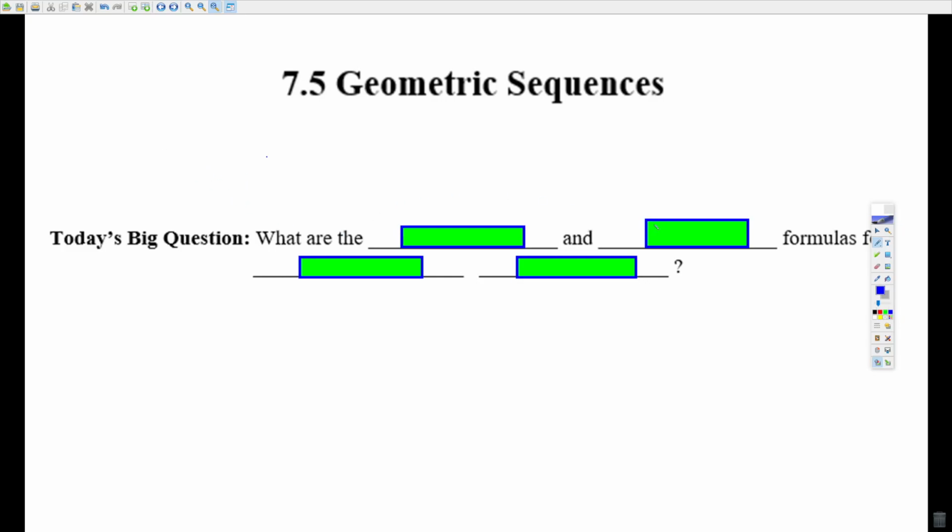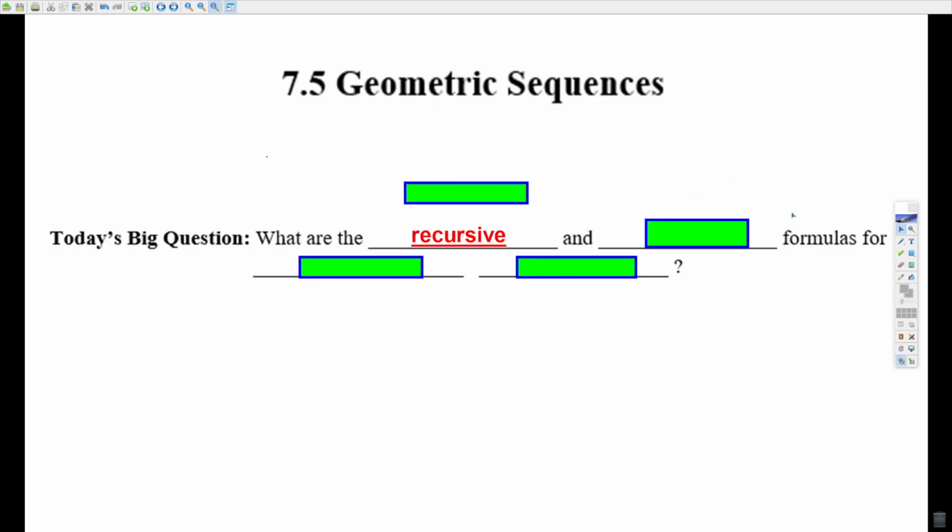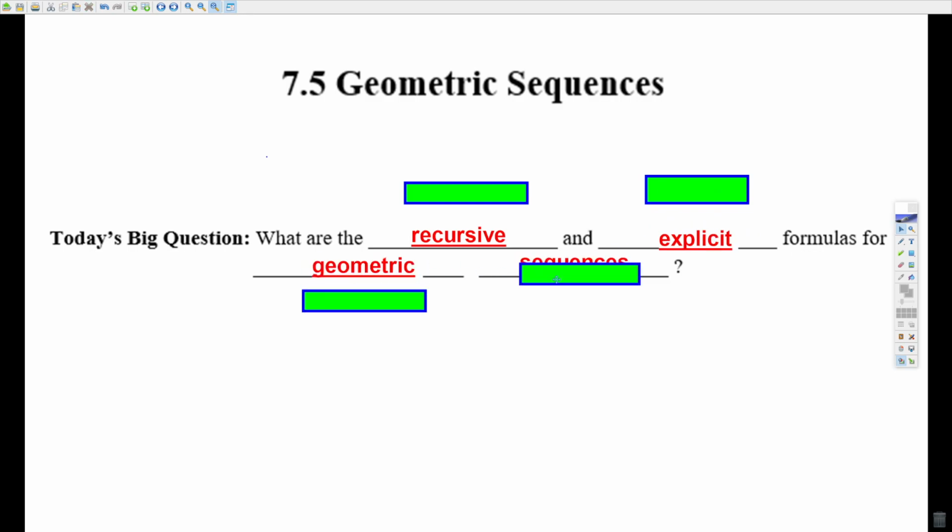To finish up the last section on sequences, we're going to do 7.5, which is called geometric sequences. The question is, what are the recursive and explicit formulas for geometric sequences?